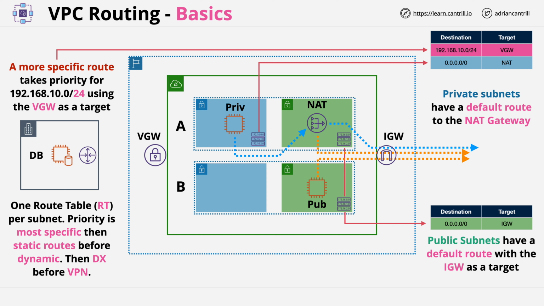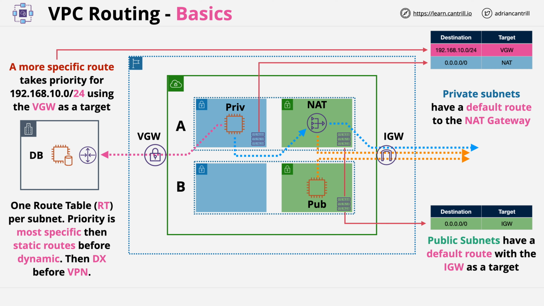And this means that it's used for any traffic which has a destination of 192.168.10.0 rather than using the default 0.0.0.0/0 route. And this means that data for the on-premises network will leave via the virtual private gateway.